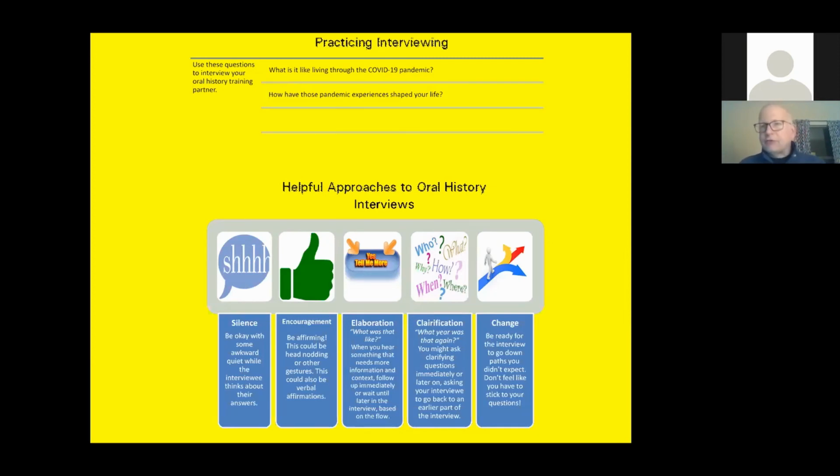So there's that idea of silence, that you need to listen, and we work on that through active listening. There's encouragement: yes, okay, keep going. There's elaboration. Well, someone mentions that they went to the same high school. Well, what was it like when you were here 20 years ago? Clarification: someone says 1919 and they actually mean 1991, so just make sure you have your facts right. And then the last one is something that I've said multiple times, that idea of change. The interview may go in different ways that you don't expect.